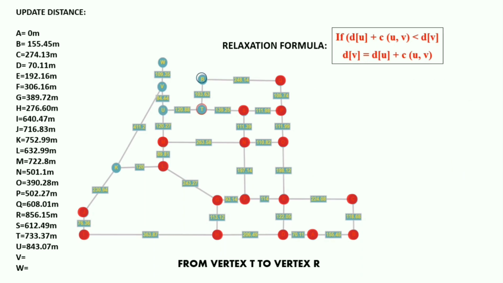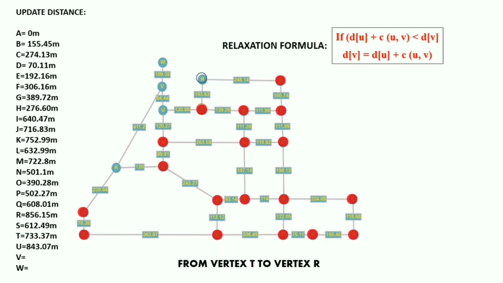Now, if you find the shortest path among 843.07 meter, 752.99 meter, 733.37 meter, 856.15 meter, and infinite for all other remaining vertex, the shortest path is 733.37 meter. So we will pick vertex T. The vertex connected to vertex T are vertex R and vertex U, but not vertex S because we already visit vertex S. So we perform relaxation to the connected vertex.